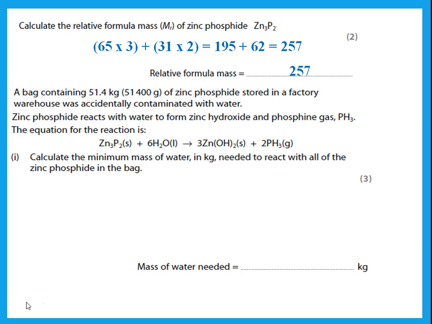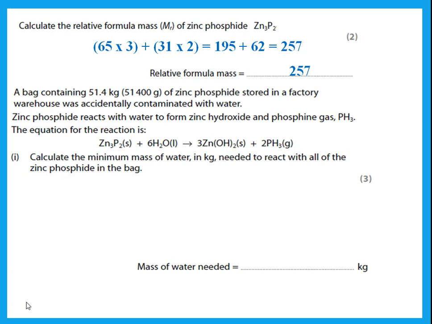Now he says a bag containing 51.4 kilogram, and remember that our masses in the number of moles have to be in grams, not in kilograms. So we're going to use the 51,400 grams of zinc phosphide stored in a factory warehouse was accidentally contaminated with water. Zinc phosphide reacts with water to form zinc hydroxide and phosphine, and he gives you the equation. Calculate the minimum mass of water in kilograms needed to react with all of the zinc phosphide in the bag.